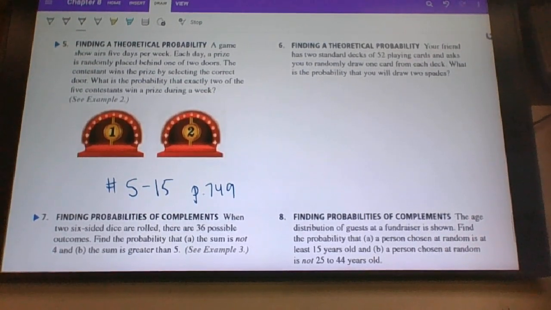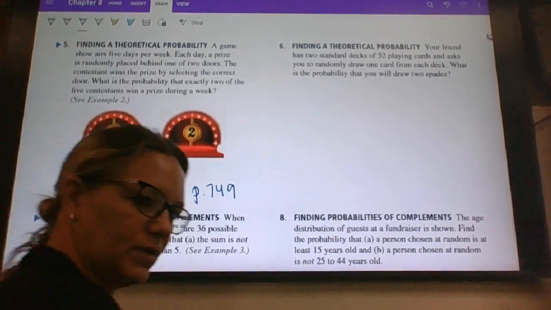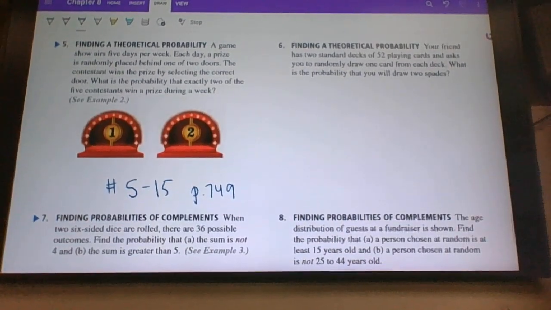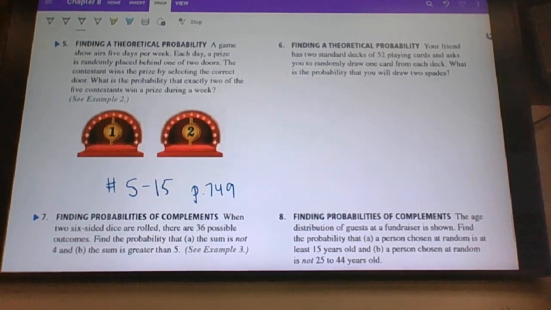Each day a class is randomly placed behind one of the... All of the other ones are shorter than number 5. So let's get into it. Page 749.